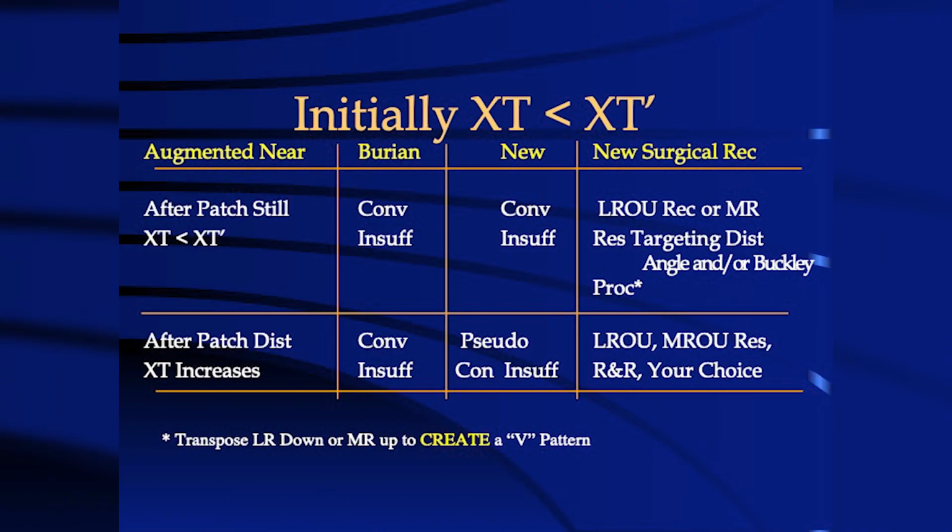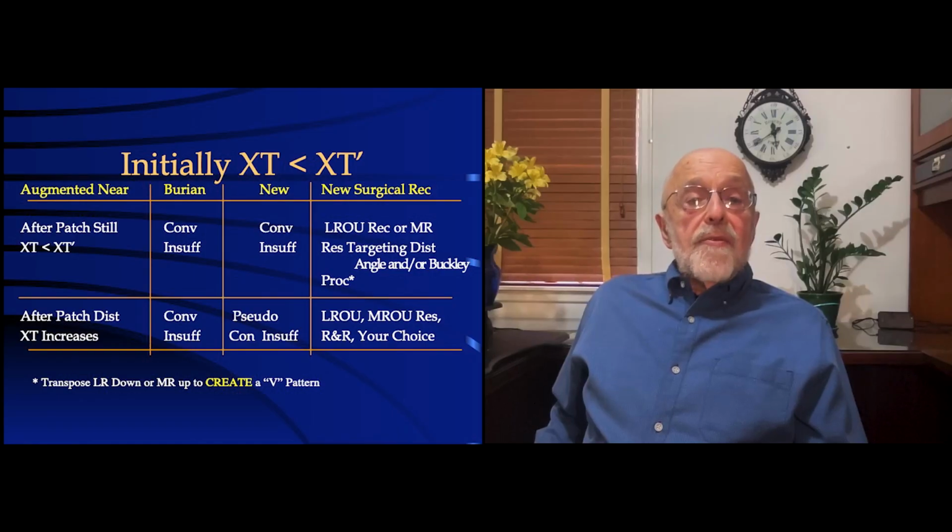So for the patient with a convergence insufficiency, distance exotropia is less than the near exotropia. These patients, if you look on the first row after a patch, they're still having a convergence insufficiency pattern.